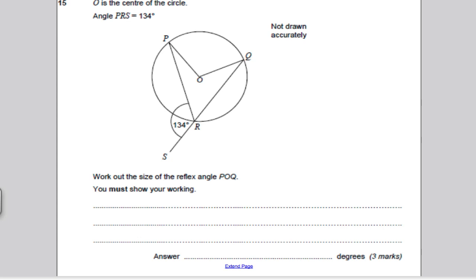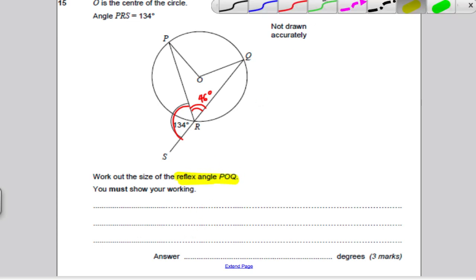Okay, they've got a circle for us here, and they tell us that this angle here is 134. Because this is a straight line, we can easily work out this angle is 180 minus 134, which is 46 degrees. Okay, so this angle here is 46 degrees. They've asked us to work out the size of, and this is the key bit, the reflex angle POQ. The reflex angle POQ.